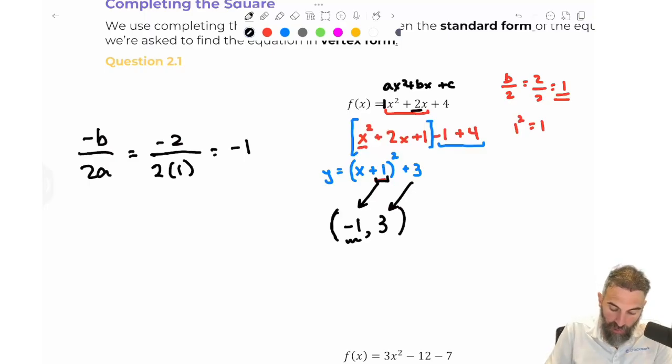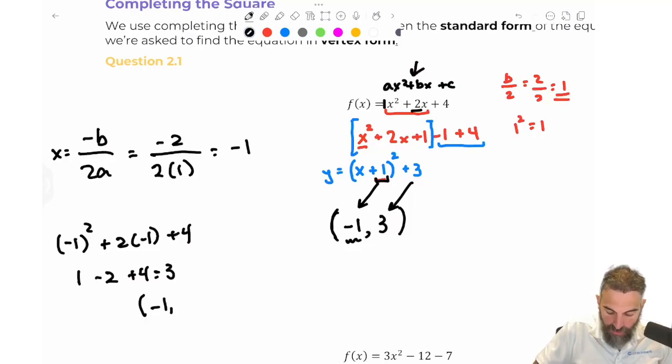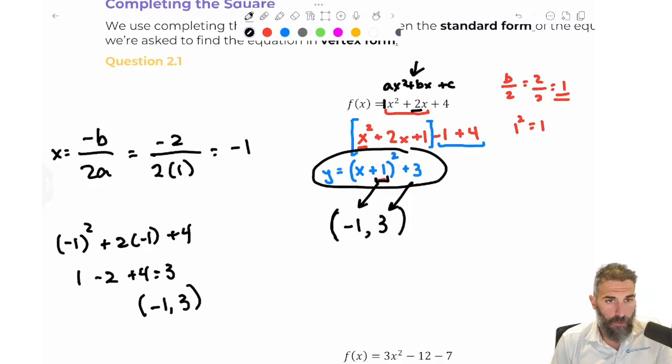And then take it and plug it back in. So this is x. Plug it back in just to see what you get. If my x is minus 1, it would be minus 1 squared. I'm plugging it back into my original equation, plus 2 times minus 1, plus 4. So this is 1, this is minus 2, and this is plus 4. That gives me 3. So I've basically confirmed that my vertex is minus 1, 3. That gives me confidence that I completed the square correctly. So check.